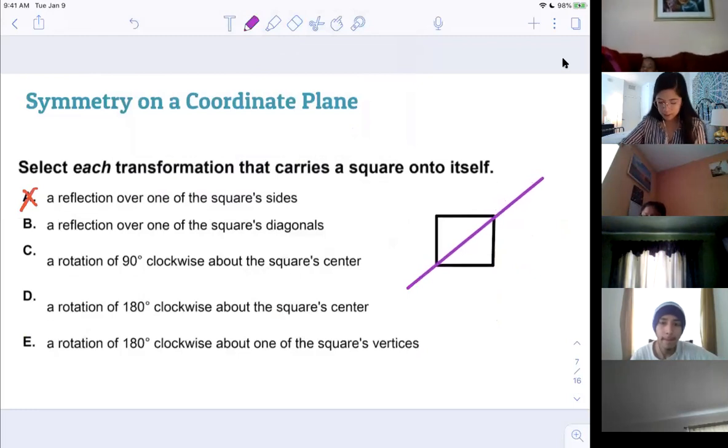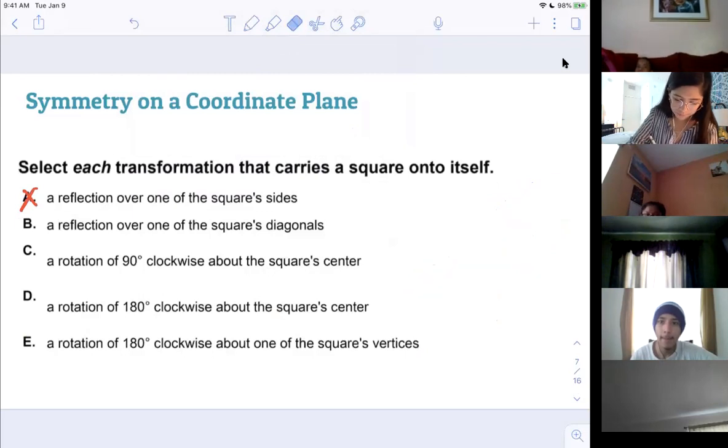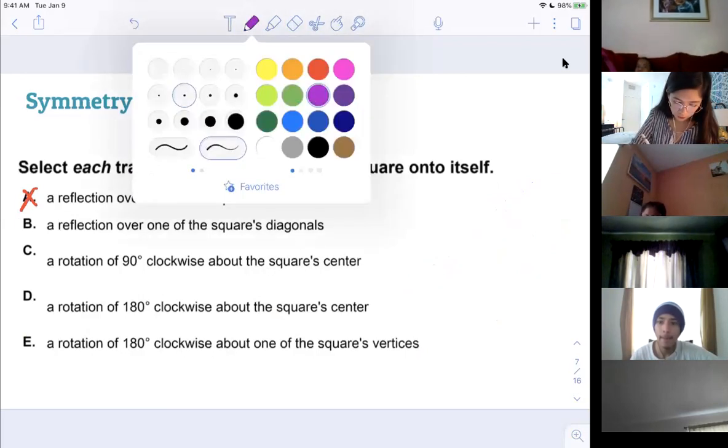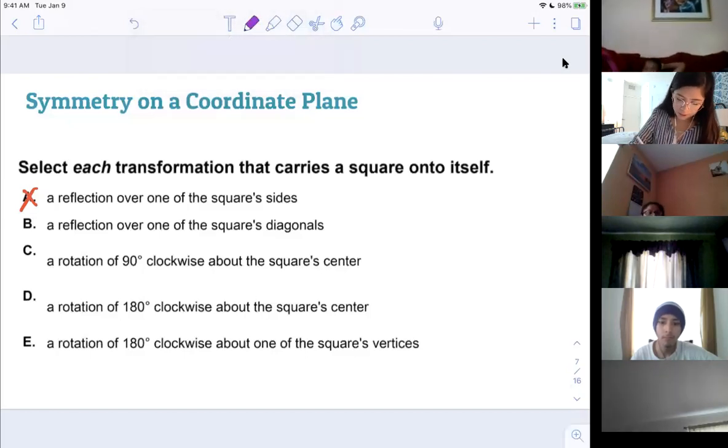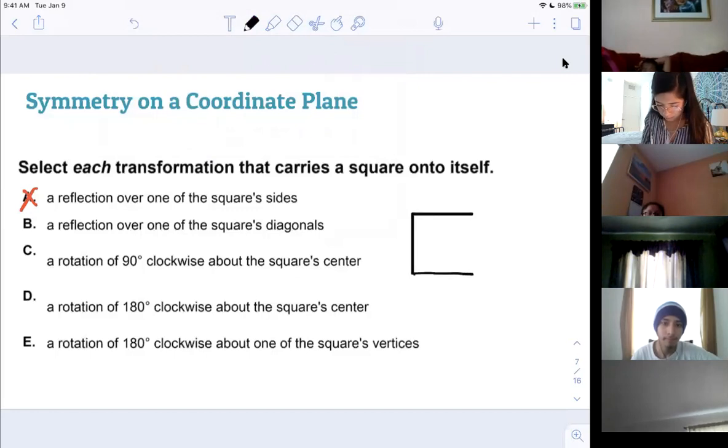If I reflect now, the square is not that perfect, so maybe let me draw it a little bit better. Hold on. I don't know if you can draw shapes with this, but let me see. Maybe not. Nope. Okay. Well, I'm going to try my best to draw a little bit of a better square, but that's a little bit better.